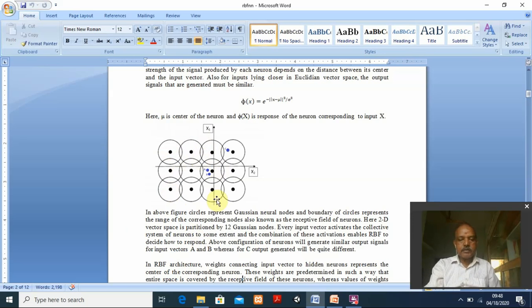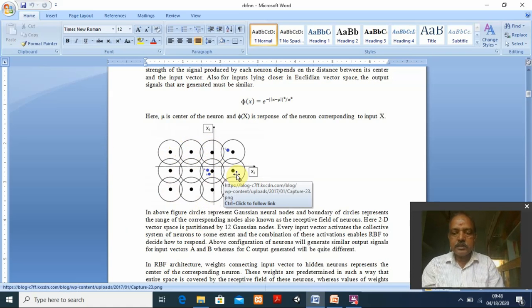Suppose I have taken 12 neurons in a layer, and I have given some inputs, and after multiplying by the activation function, etc., I find some response. This cumulative response makes meaning. So the individual response is of no use. To decide how to respond, the above configuration of neurons will generate similar output signals for input vectors A and B, whereas the output generated for C will be quite different.